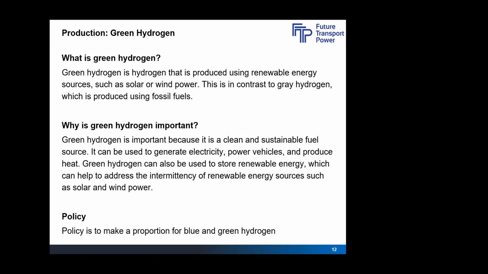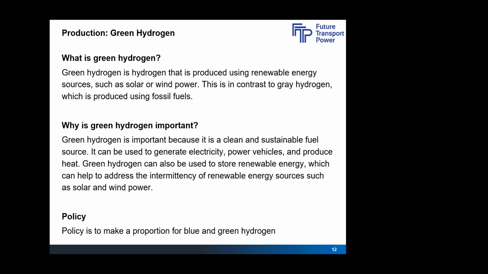So what is green hydrogen or blue hydrogen? Green hydrogen is hydrogen that is produced using renewable energy sources, such as solar and wind power. This is in contrast to gray hydrogen, which uses fossil fuels, burning something to create CO2. So, as its name says, green is really eco-friendly. So why is green hydrogen important? Well, I already mentioned it's not emitting CO2. Of course, green hydrogen is important because it is a clean, sustainable fuel source.